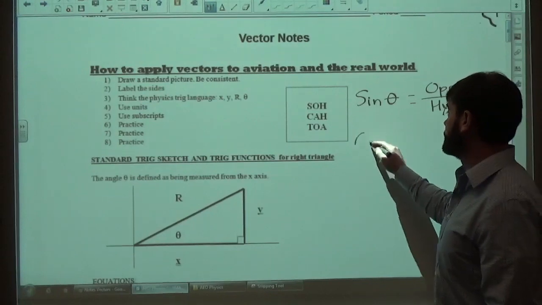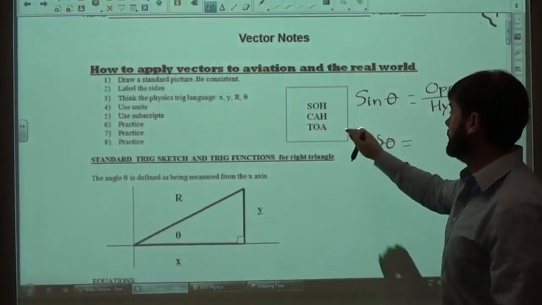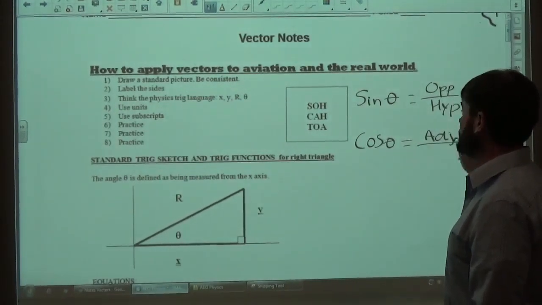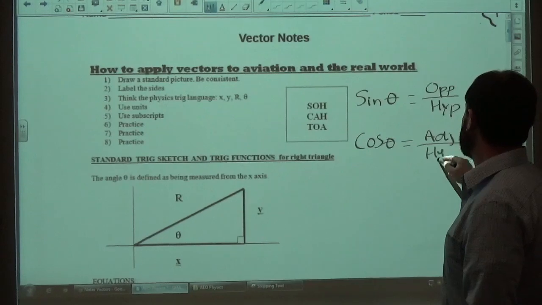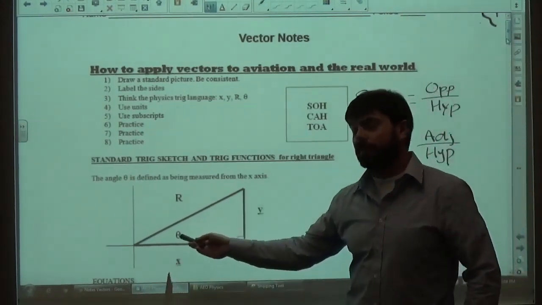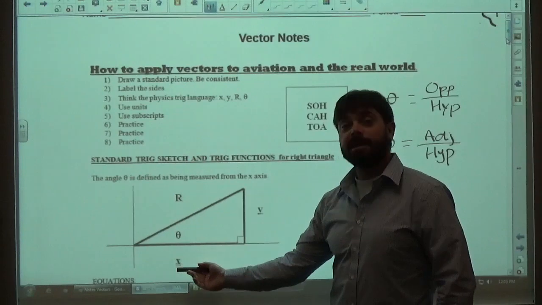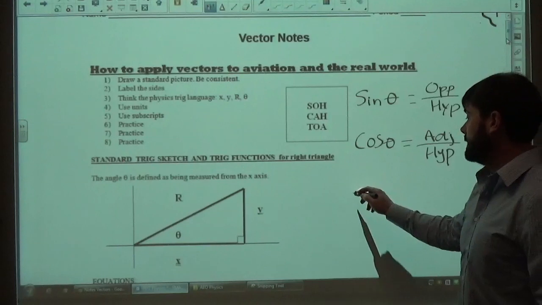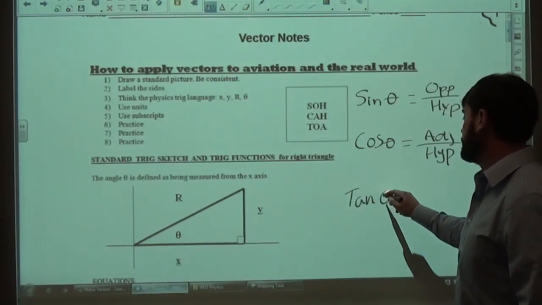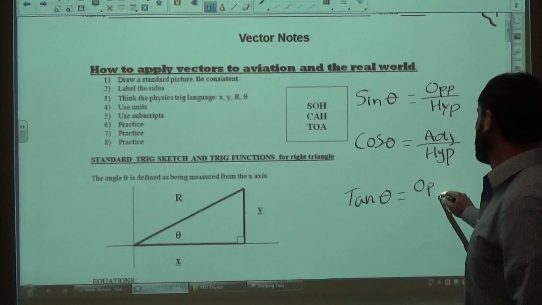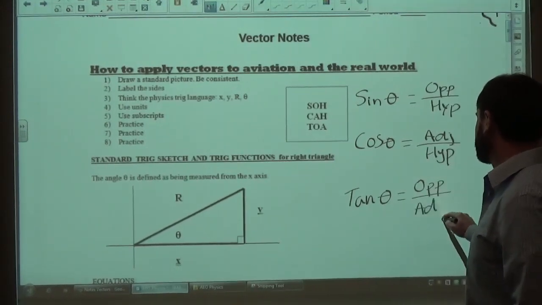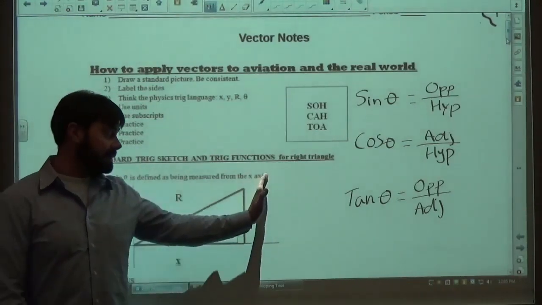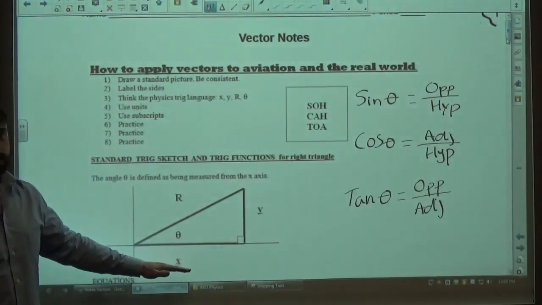We have the cosine function. The cosine of theta is equal to adjacent over hypotenuse. If this corner is theta, then your adjacent side is the horizontal and your hypotenuse is what we're calling r here. And then you have the tangent function. The tangent of theta is equal to opposite over adjacent. Again, if this is the theta we're using, our opposite side is the vertical leg and the adjacent side is the horizontal leg.